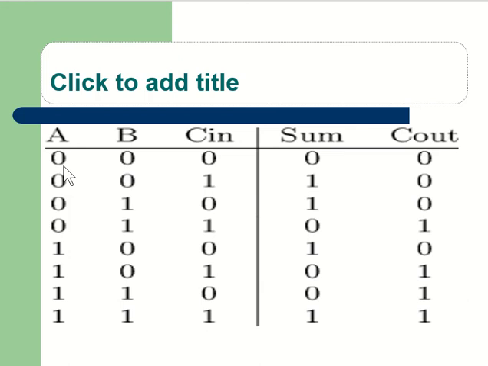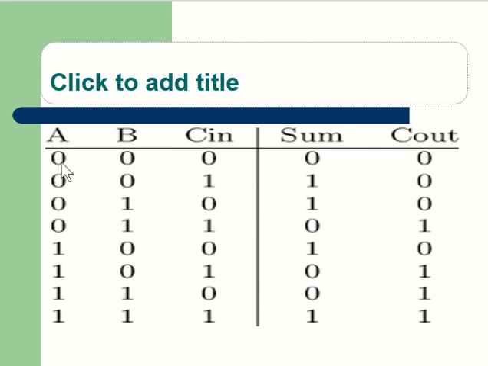So as I said, we have three variables A, B and C in, and it is going to generate two outputs, sum and C out. Let us see one by one. Since it is three variables, there are a total of 8 input combinations. That is 2 to the power of n, where n indicates the number of input variables. Here it is 3. So 2 cube is 8. So 8 different combinations. We'll see one by one.